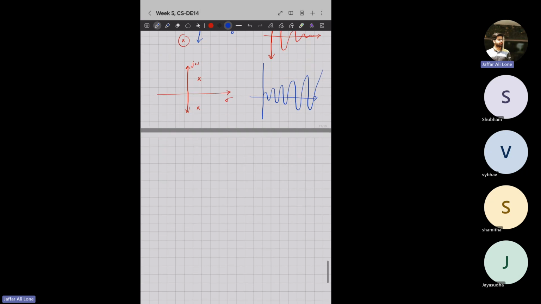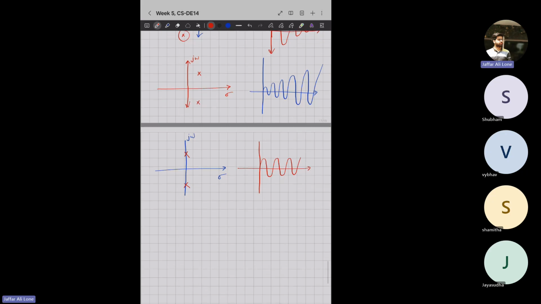Now one important thing, and I know this is your doubt. This is sigma, this is j omega. If your poles are at this location, they are on the imaginary axis, but they are complex. You know the response? The response will be like this. It will be marginally stable.